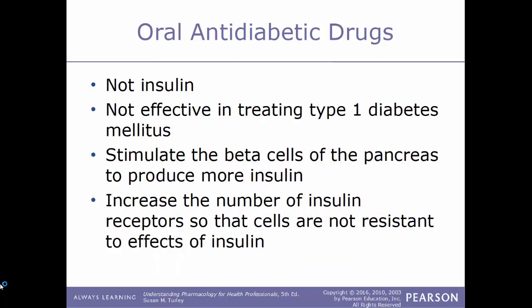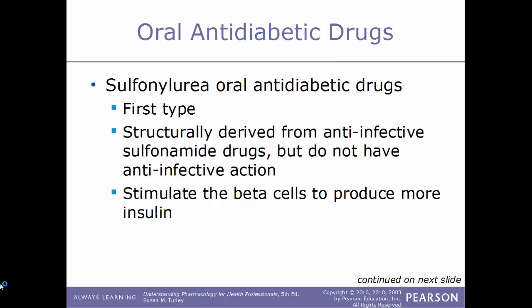Now, oral antidiabetic drugs are not insulin, and they're not effective in treating type 1 diabetes mellitus. Now, these kinds of drugs act by stimulating the beta cells of the pancreas to produce more insulin, or they can also act by increasing the number of insulin receptors so that cells are not resistant to the effects of insulin. One example of an oral antidiabetic drug would be the sulfonylurea drugs. This was the first type of oral antidiabetic drug that was developed.